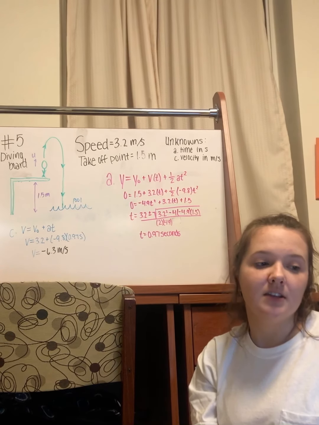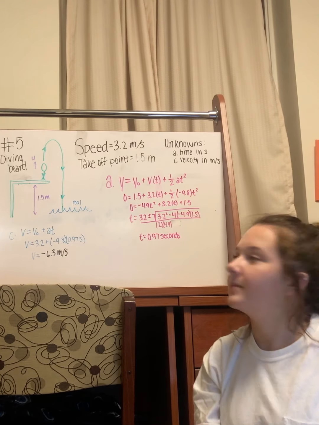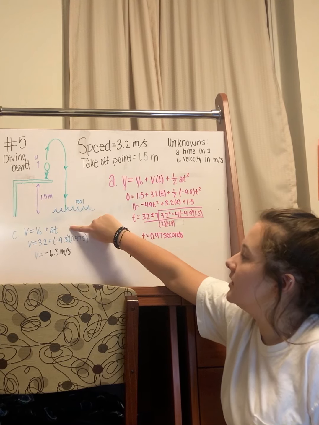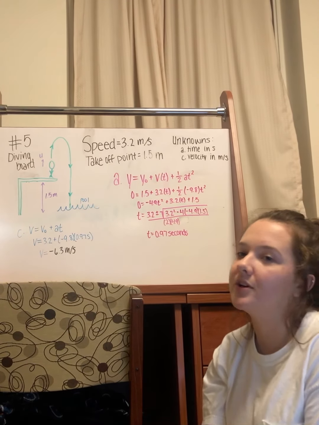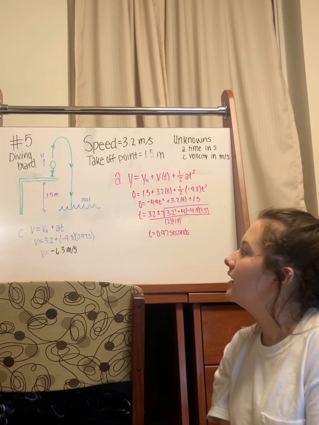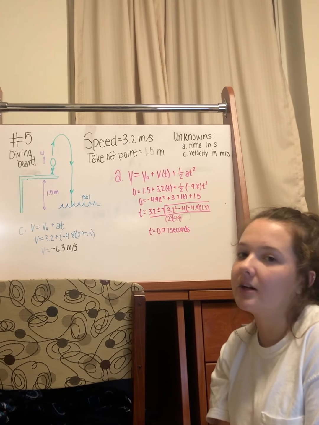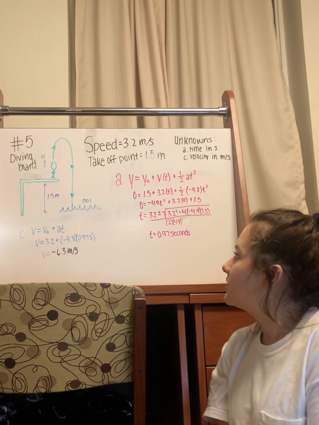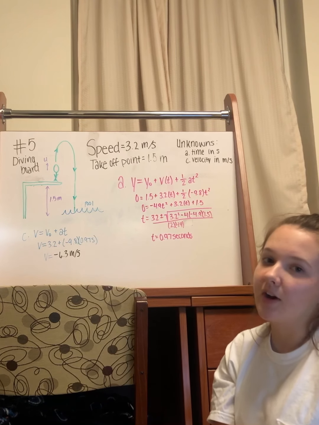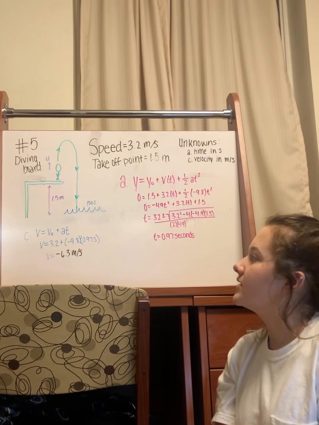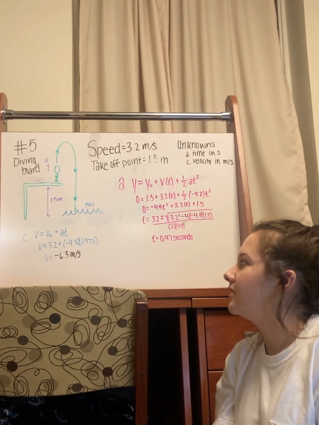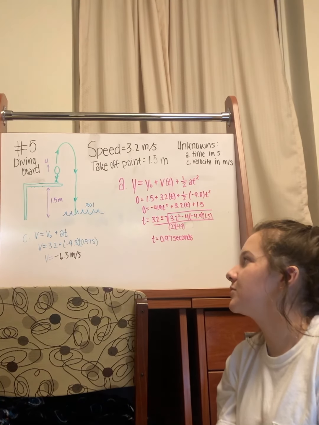And then for part C, we use this equation, and when you plug it in, you plug in your initial velocity, which is the 3.2 meters per second, and plus your acceleration, 9.8, times the time that you found in part A, so you'll use the 0.97 seconds. And then when solving, you'll get a velocity of negative 6.3 meters per second.